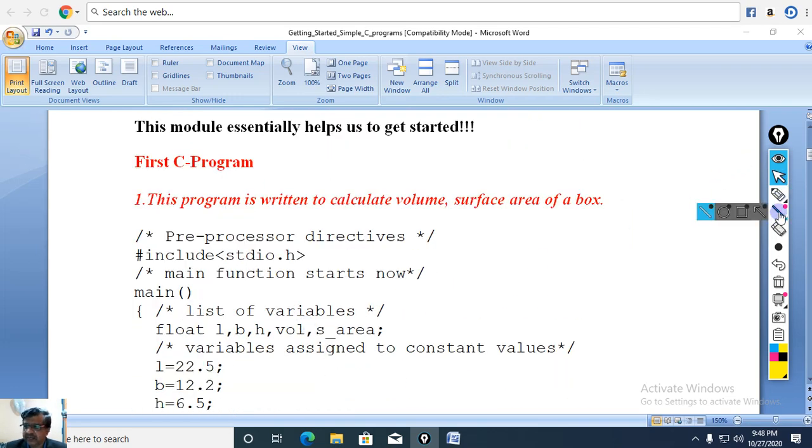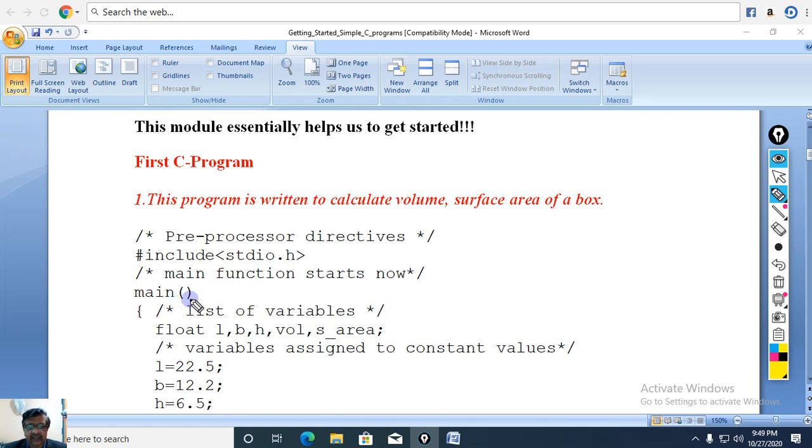The very first one is a very simple program written in order to understand some of the things. This program is written to calculate the volume and surface area of a box. Here stdio.h is included. This is standard input output.h. It indicates how the input functionalities or standard input devices like the keyboard and the screen should work.